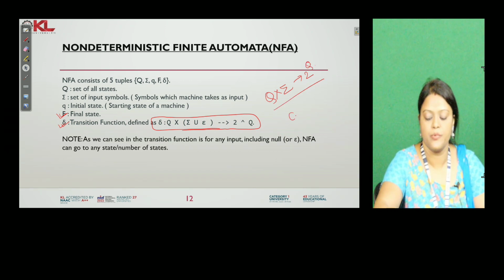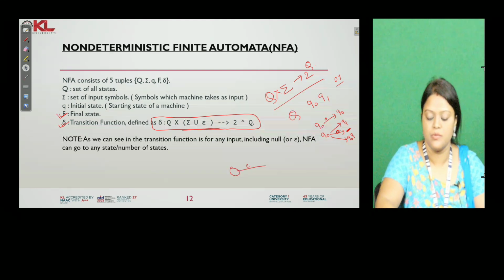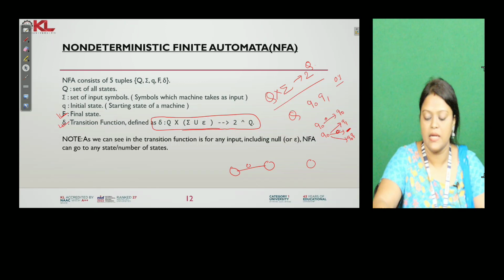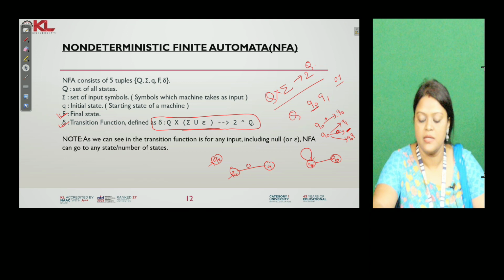So how can we check? Suppose we have two states Q0 and Q1 and two input alphabets. With 0, from Q0 it can go to Q0, or it can go to Q1, or it can go nowhere, or it can reach both Q0 and Q1. That means we can write it in any of these ways, or just leave it with no transition. That means 4 possible moves are there per state per input.